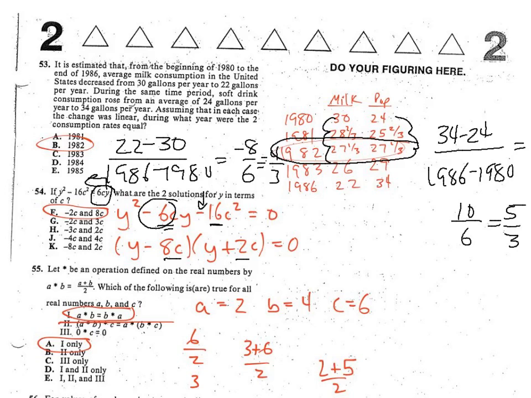The zero product property says I can set each of those equal to 0 and solve. By adding the 8c over, I'd have a positive 8c. And setting the other equal to 0, I subtract the 2c over to get negative 2c, which is letter F.